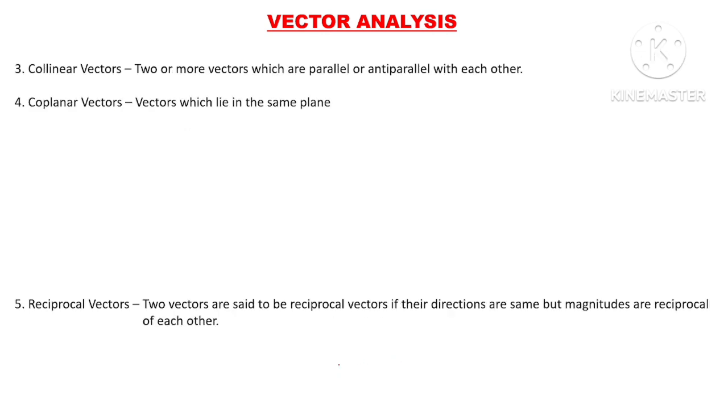Then we have collinear vectors, that is, two or more vectors which are parallel or anti-parallel with each other. That is, two or more vectors which can make an angle of 0 degrees with each other or 180 degrees with each other. Then we have coplanar vectors, vectors which lie in the same plane. Let's spend a few minutes here. What are coplanar vectors?